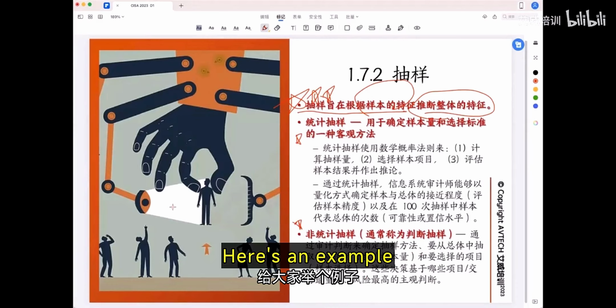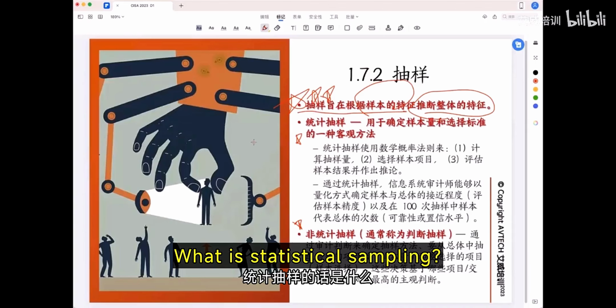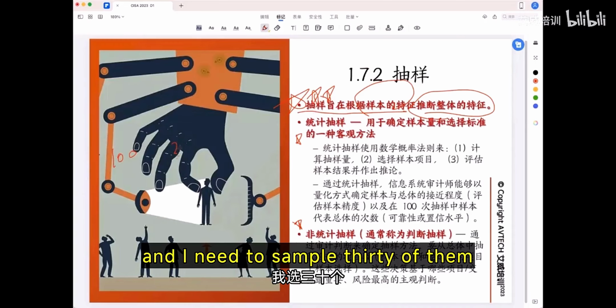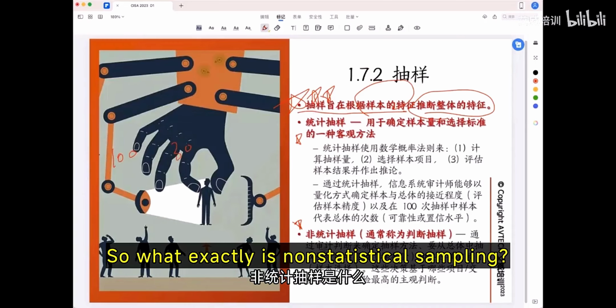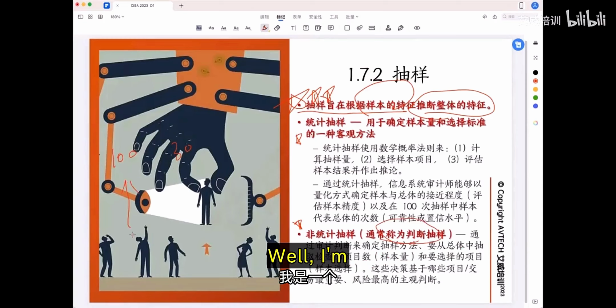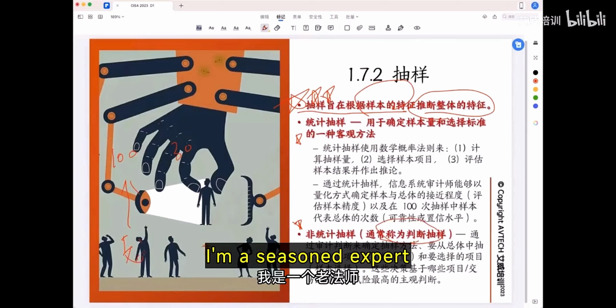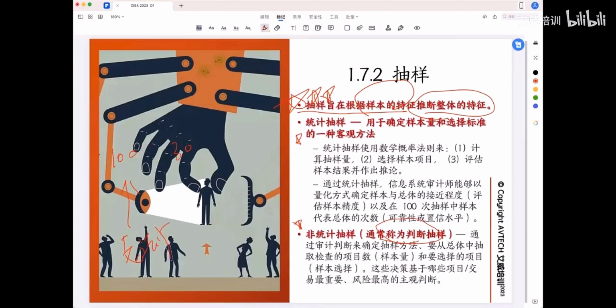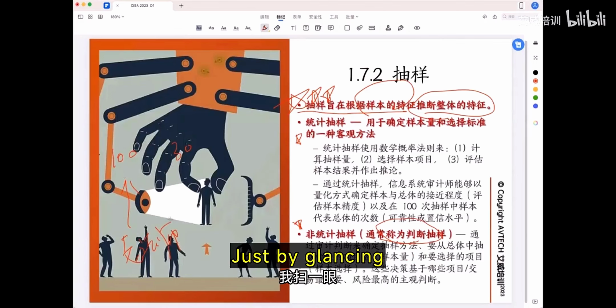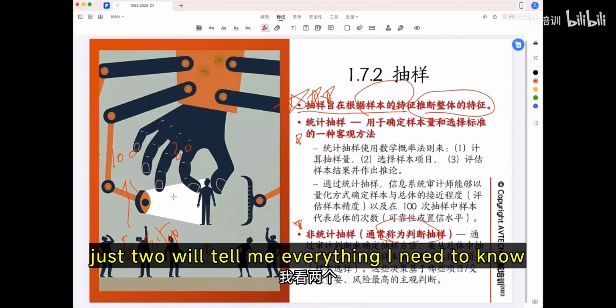Here's an example. What is statistical sampling? Okay, let's say we have 100 items, and I need to sample 30 of them. So what exactly is non-statistical sampling? It's also known as judgmental sampling. Wow, I'm a seasoned expert. What I mean is, I know this work like the back of my hand. Just by glancing, I don't need to examine all 30 samples. Just 2 will tell me everything I need to know.